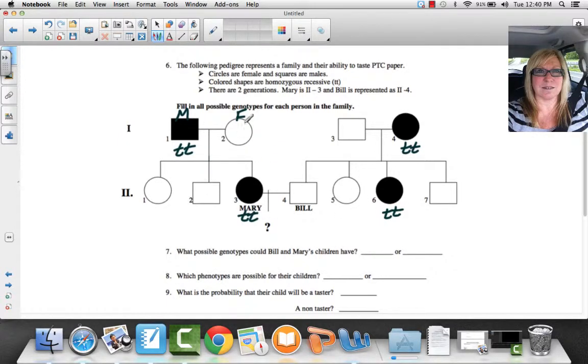And they want us to figure out what the other parents were in generation 1. And they're telling us that there are 2 generations. So here's generation 1, and this is their offspring. This is from the families. And then Mary and Bill have a family, and we want to know what their children would be. So this is basically family 1 over here, and this is family 2 over here.